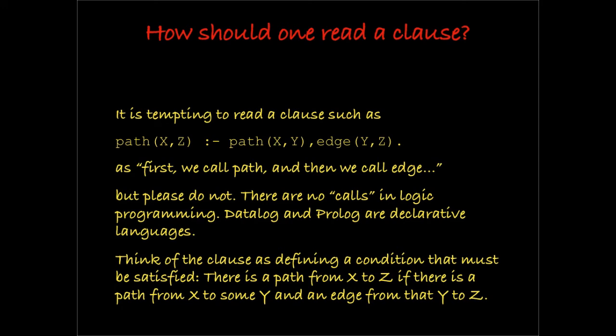Please don't, because there are no calls in logic programming. If we want to satisfy this goal, we must satisfy that goal and satisfy that goal. But there are no functions. Datalog and Prolog are declarative languages. Think of this clause as defining a condition that must be satisfied. Think of this as saying that there is a path from X to Z if there is a path from X to Y and an edge from Y to Z.